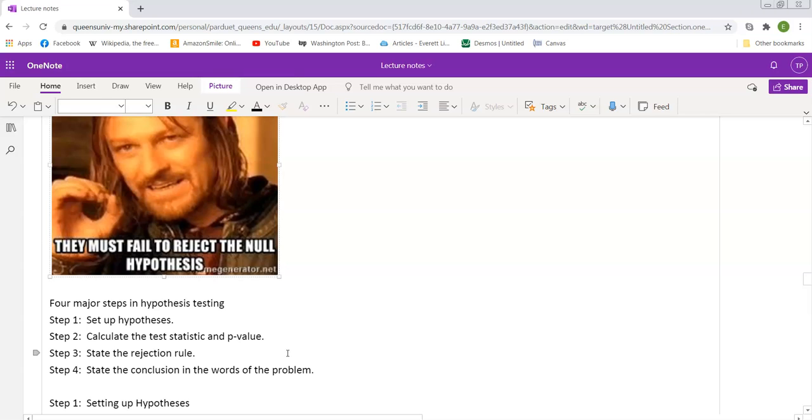Like, you have to have proof beyond all reasonable doubt, they'll say in court cases, or beyond a shadow of a doubt, or proof by preponderance of the evidence. That's the rejection rule. And then the conclusion, in the words of the problem, that's the verdict. So that's essentially the steps of hypothesis testing. You're going to go through every one of these for every hypothesis test you do.